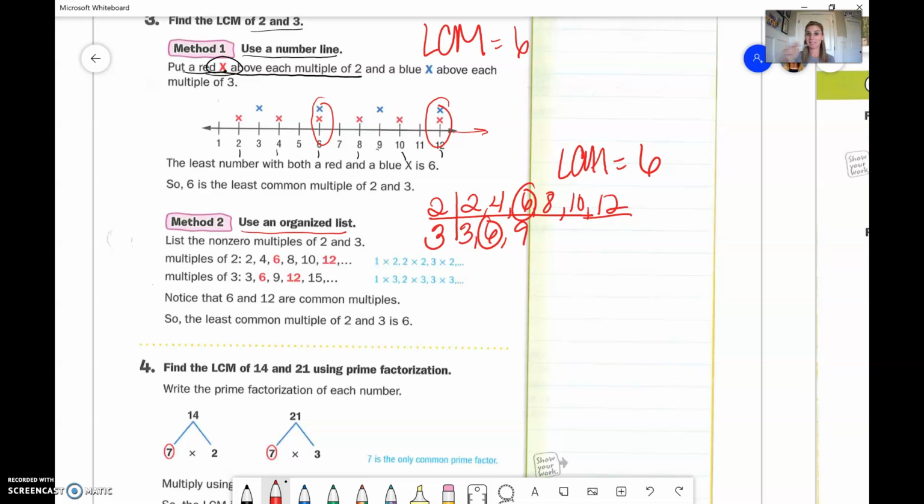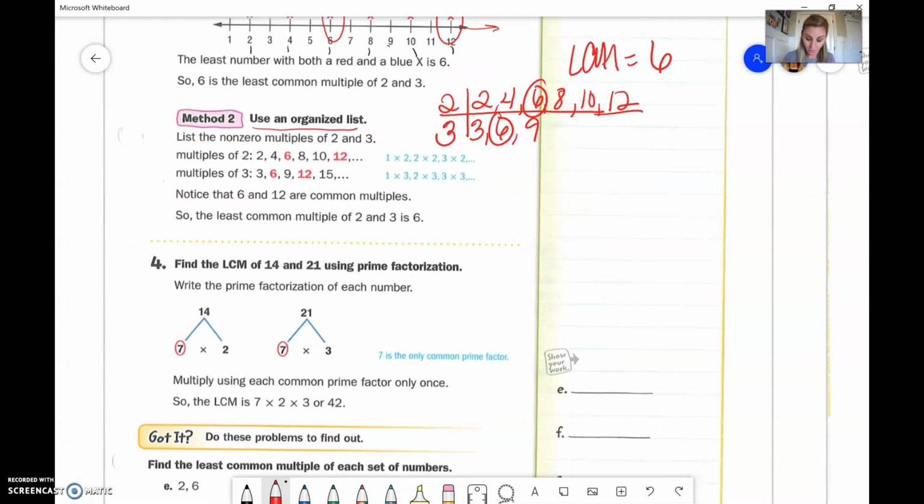So that's just listing out your multiples and then circling the ones that they have in common. And once you come up to that first common multiple, you don't have to go any farther. Don't make more work for yourself. Okay, now, when we talked about greatest common factor, we did prime factorization. You can use prime factorization also while doing LCM.